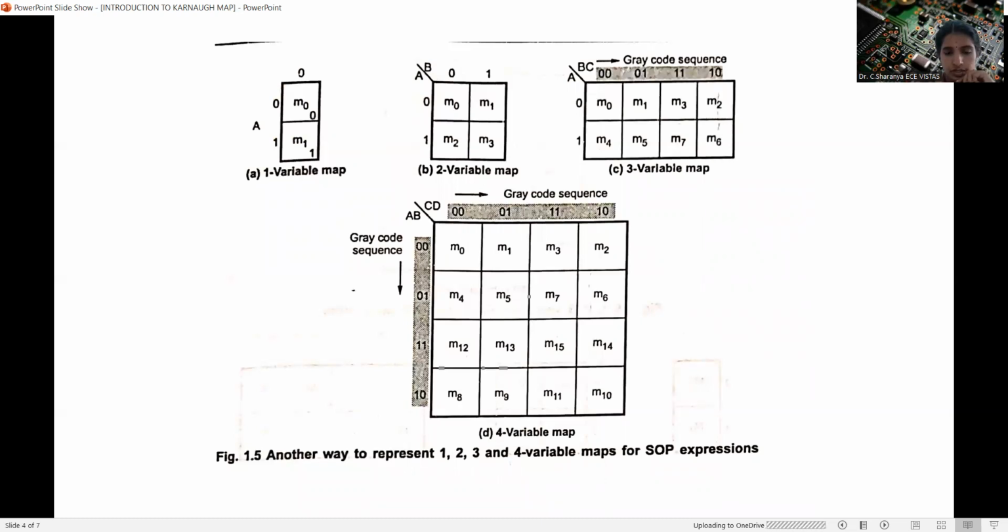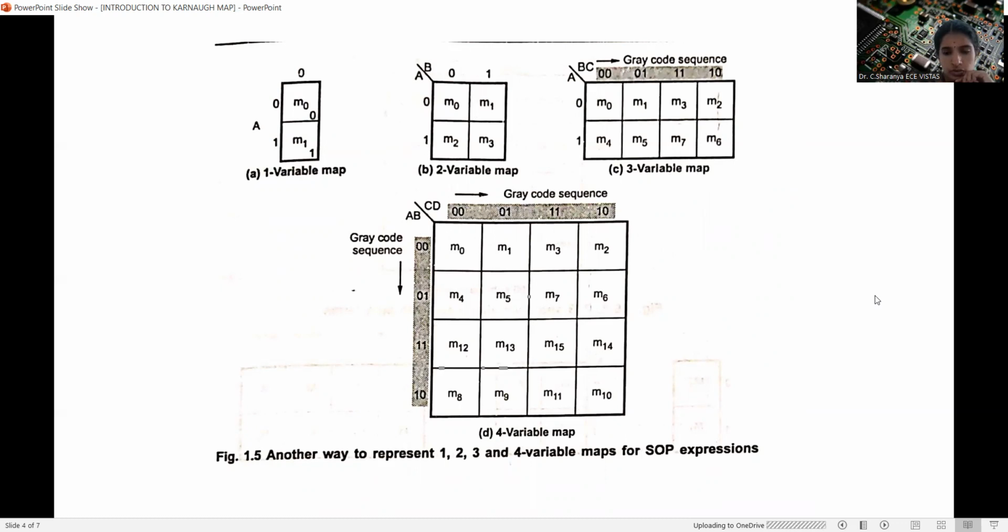In the case of a 3 variable and 4 variable K-map, where we follow the gray code sequence, there alone the min terms get swapped like this: 3 and 2, 7 and 6, 14, 15 and 10, 11, since we are following the gray code sequence for the variables.